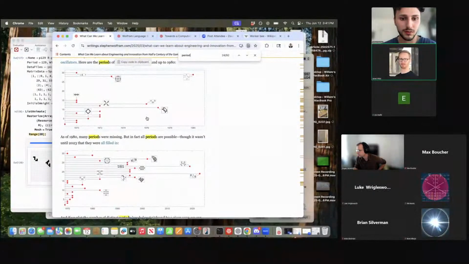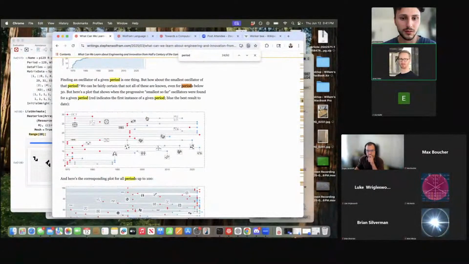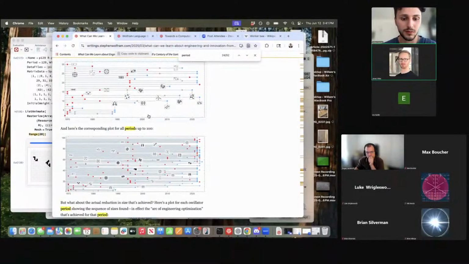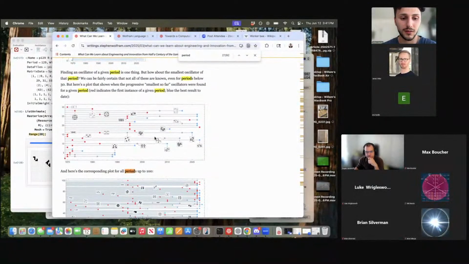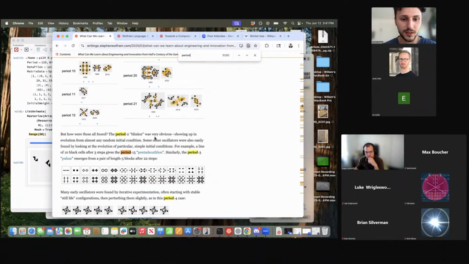And an oscillation here would just be a full repeating of the entire pattern? Yeah, the pattern totally repeats itself.